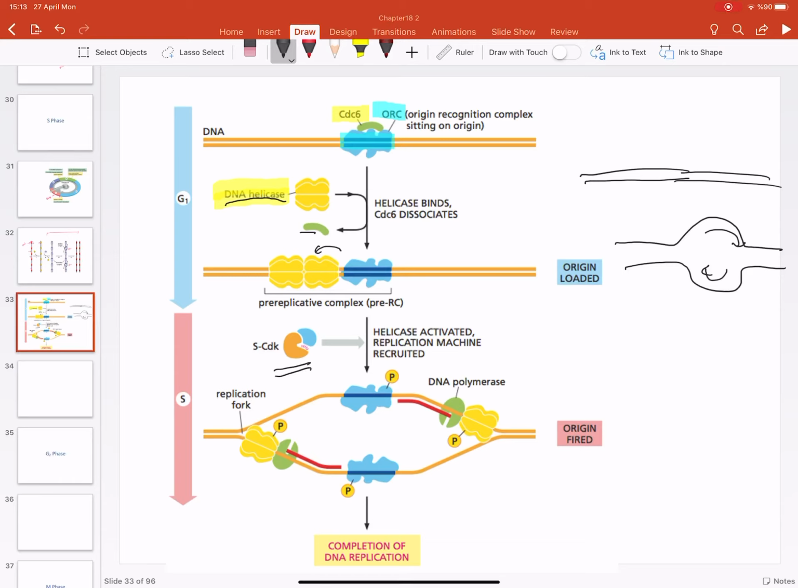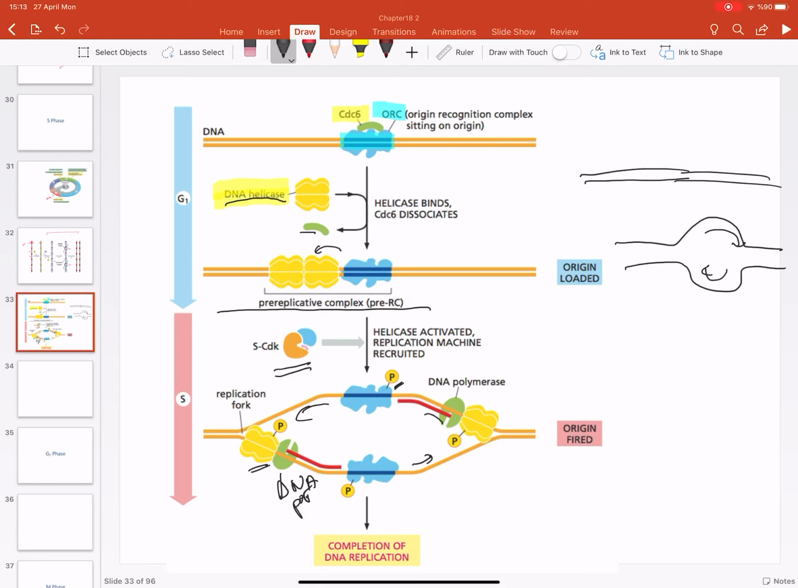The S-CDK, because it's also a kinase itself, phosphorylates the ORC and it phosphorylates the helicase, so it starts to work, plus DNA pol joins. So this is the moment that the S phase starts, okay? Because literally now it pulls the trigger and the DNA polymerases start to work in both directions.